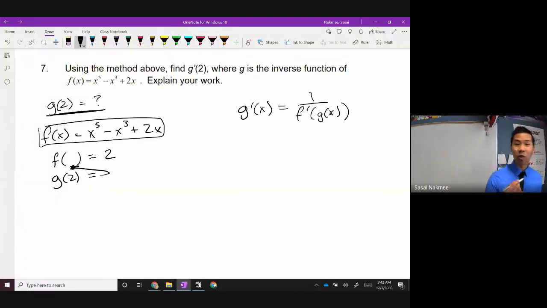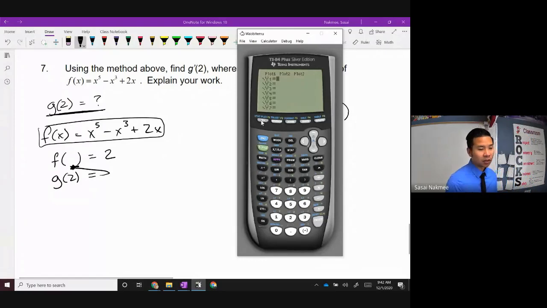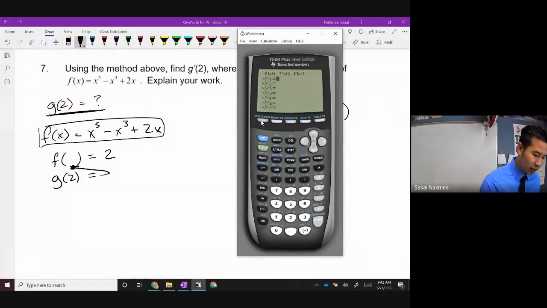So what I'm going to do is graph f of x, and see where it equals 2. And there's a couple ways to do this. If you don't know how to graph on your TI calculator, here's how you start off. Start off by pressing the y equals button. Do you guys see that? Y equals, that's right here. That's where you get to type in the function you want to graph, okay? I'm going to go ahead and graph this out.